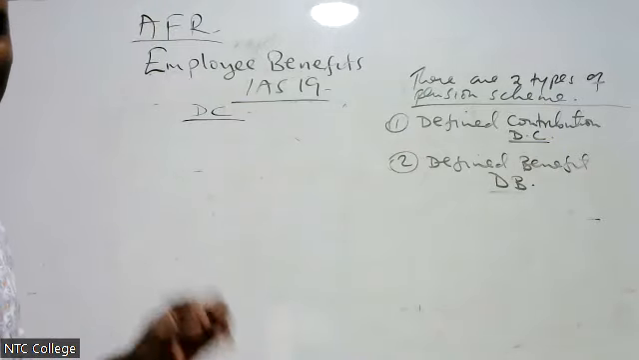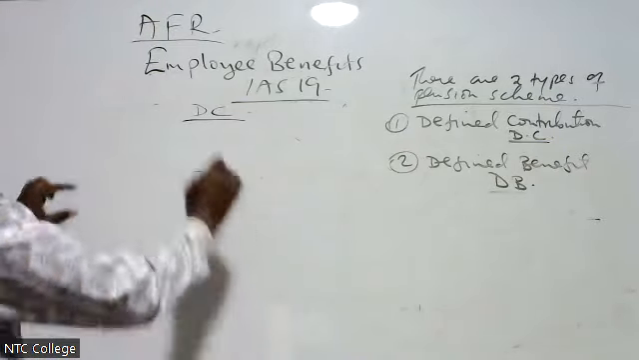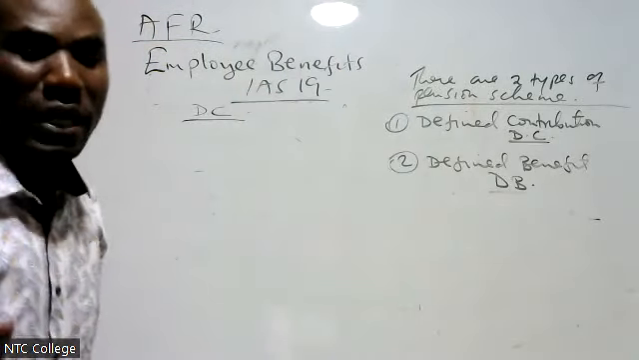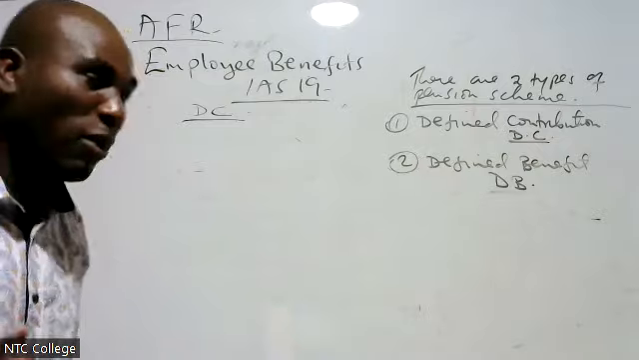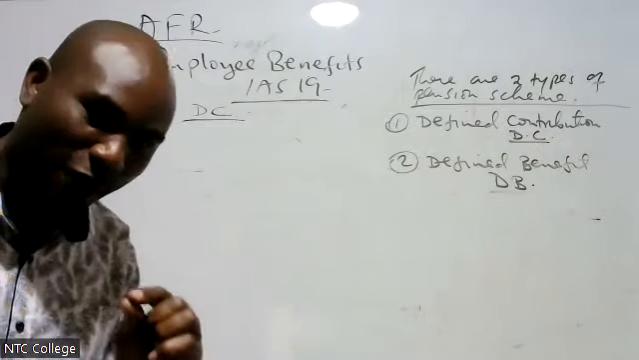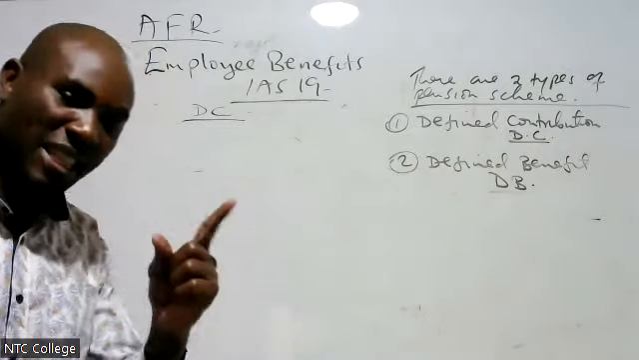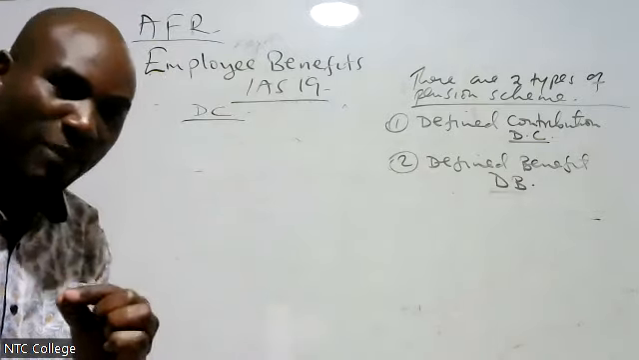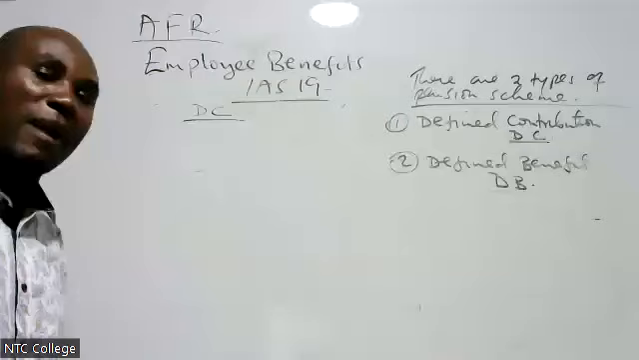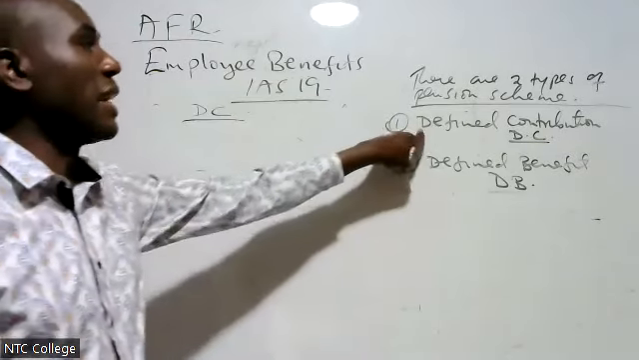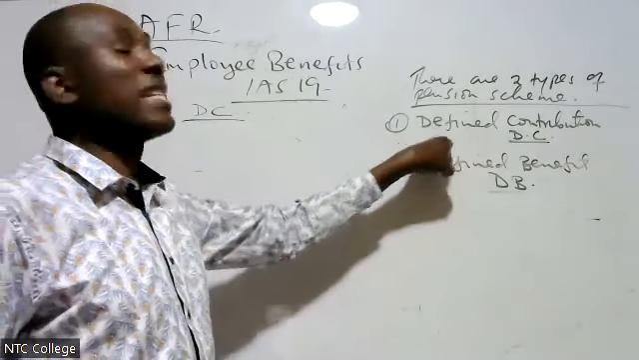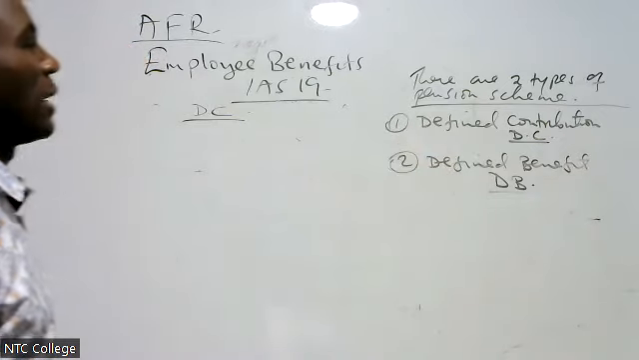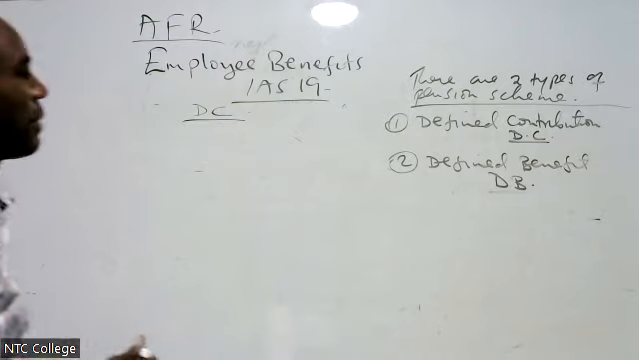we have said that the employer has no liability there. Therefore, when the employer contributes money, the best example, listen very well, the best example of a DC scheme is NSSF. NSSF is a DC scheme. Whatever you are taking to NSSF is fixed, but what you will get in future, it's not known. Therefore, the best example is the NSSF contributions. NSSF is a defined contribution scheme.